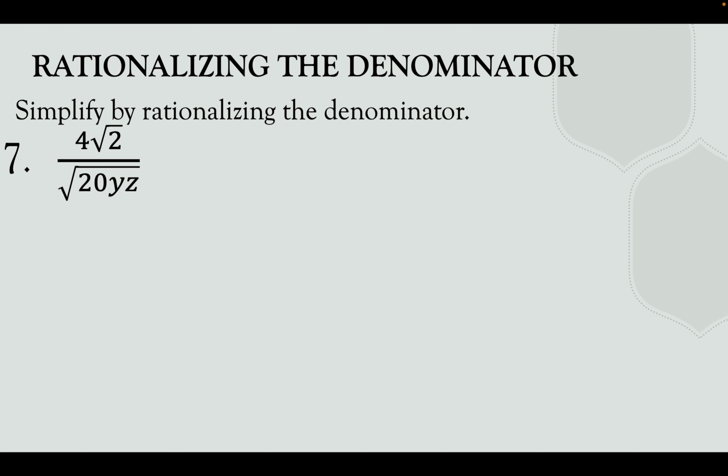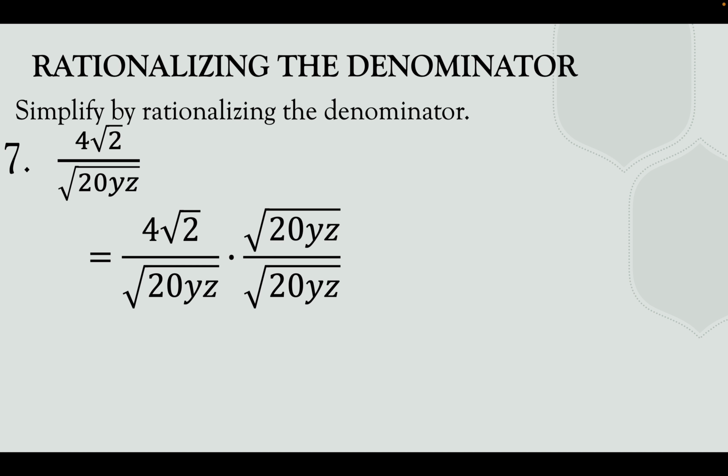Number 7, we have 4 square root of 2 over square root of 20yz. So we will use again here rationalization, class. So you multiply both numerator and denominator by square root of 20yz. So we have 4 square root of 2 over square root of 20yz times square root of 20yz over square root of 20yz. So direct multiplication, we have 4 times square root of 2 times square root of 20yz. So we have 4 square root of 40yz. And the denominator, we will get square root of 20yz squared.